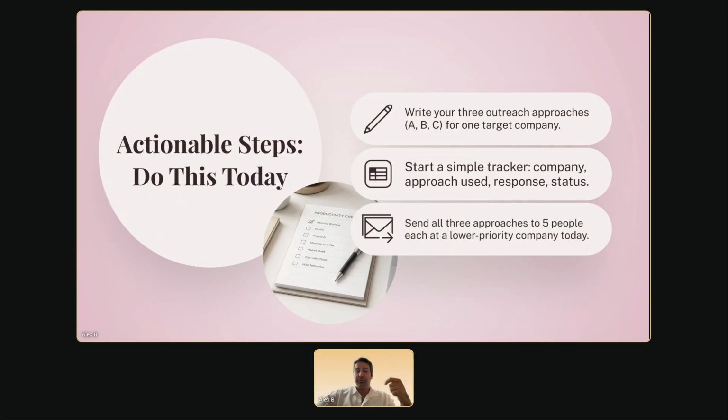Okay. And when I say dream company, you can have 10 dream companies. It shouldn't be one. It should be the same industry, but you can go for 10 dream companies and then prioritize them. Number one goes on the top, number 10 goes at the bottom. You start at the bottom of your dream company list and then send all three approaches to five people each at the lower priority company.